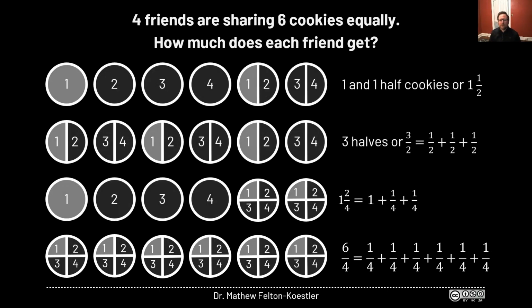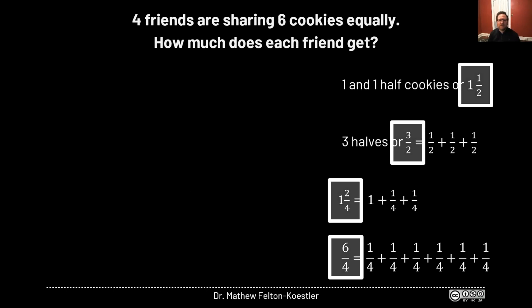So we have these 4 strategies, and I know there's a lot on the screen here, but part of what this helps us see is that there are multiple different names for the same number or value, in this case, the same amount of cookie. So we have 1½ is another name for 3 halves, which is another name for 1 2/4, which is another name for 6/4. These are all just different names or different ways of saying the same total amount. And that lets kids start thinking about equivalent fractions really early on and reasoning about what that means for there to be 2 different names for the same fraction without having to introduce any formulas or things like that.